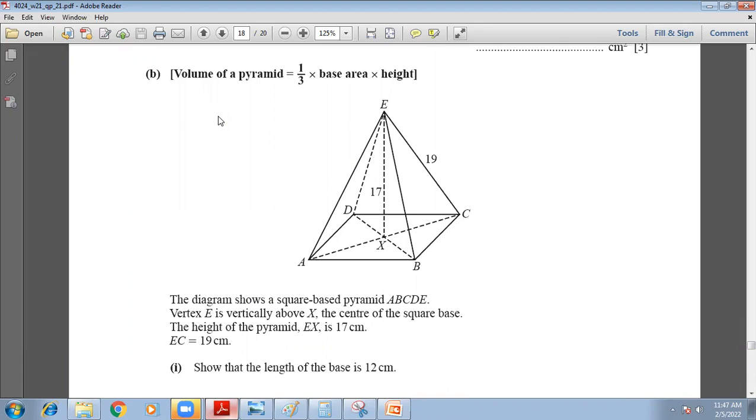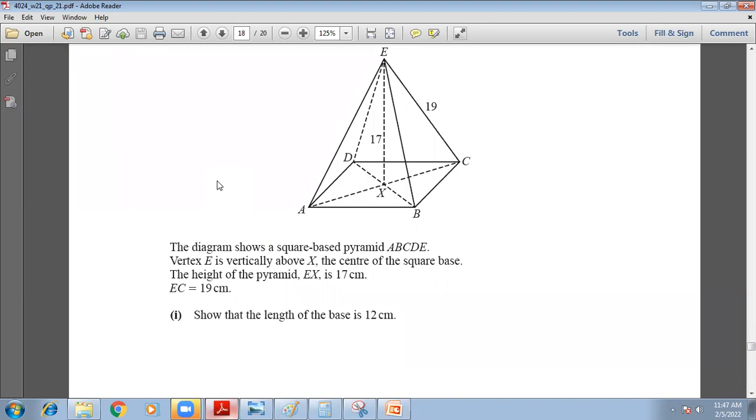The volume of a pyramid is equal to 1 by 3 into the base area into the height. That's the formula for the volume of the pyramid. It says the diagram shows a square based pyramid ABCD, and vertex E is vertically above X, the center of the square base. The height of the pyramid EX is 17 centimeter. The EC value, the slant edge, the sloping edge of the pyramid, is given as 19 centimeter. Show that the length of the base is 12.